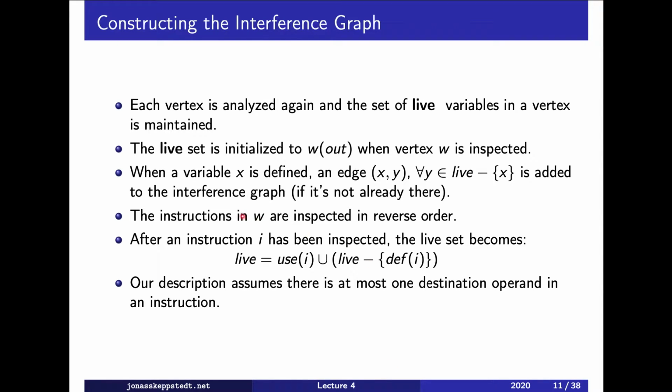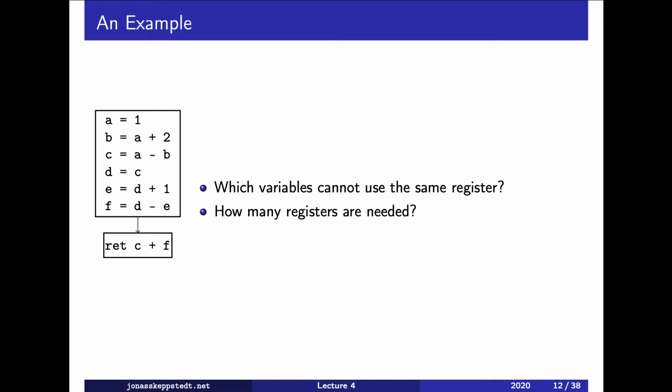to the following: the variables which we used, union with the live set minus those which were defined. Okay, so this assumes that there is only one defined variable in each instruction. So, an example.